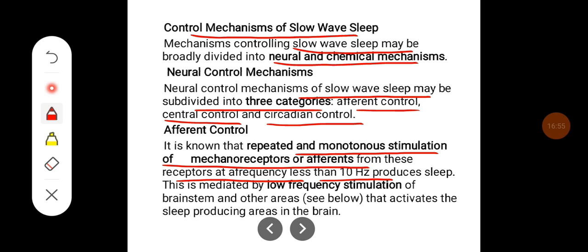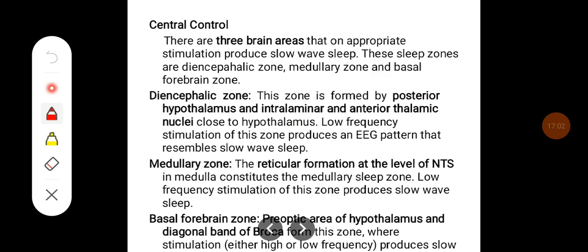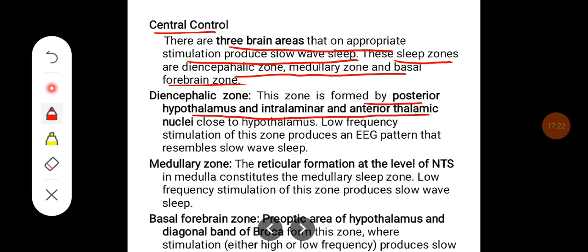This is mediated by low frequency stimulation of brainstem and other areas that activates the sleep producing areas in the brain. The central control, where there are three brain areas that on appropriate stimulation produce slow wave sleep. These sleep zones are diencephalic zone, medullary zone, and basal forebrain zone. The diencephalic zone, this zone is formed by posterior hypothalamus and interlaminar and anterior thalamic nuclei close to the hypothalamus. Low frequency stimulation of this zone produces EEG pattern that resembles slow wave sleep.